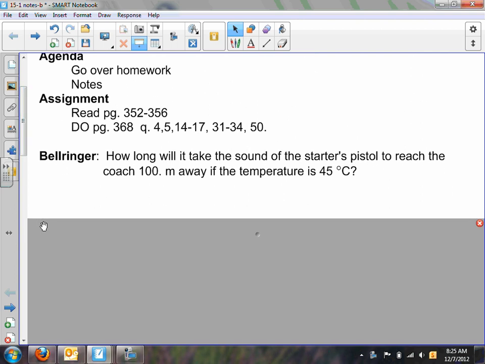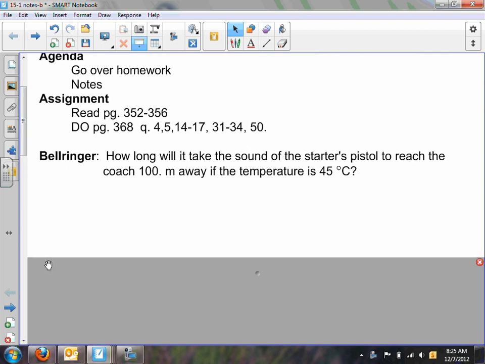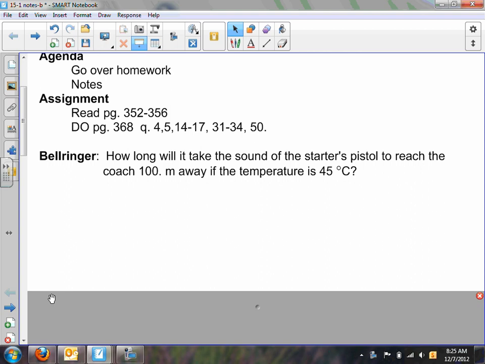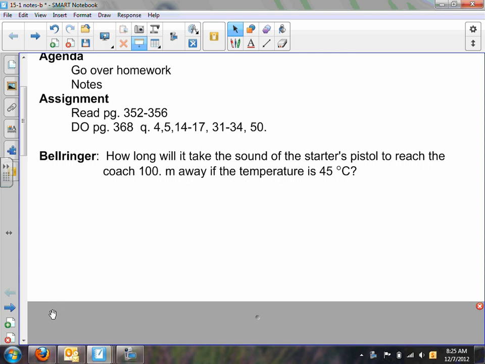how long will it take the sound of the starter's pistol to reach the coach 100 meters away if the temperature is 45 degrees? Go ahead and pause the video and try that real quick, and I'll show you the answer.